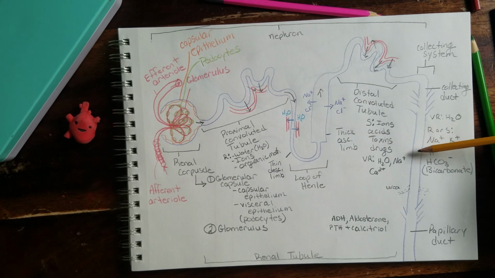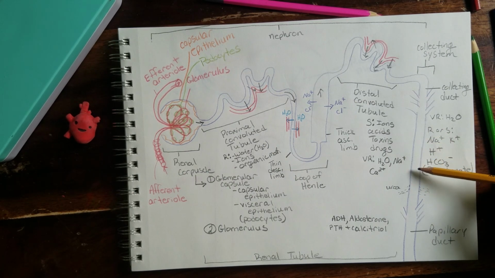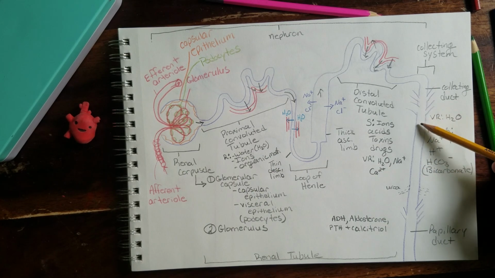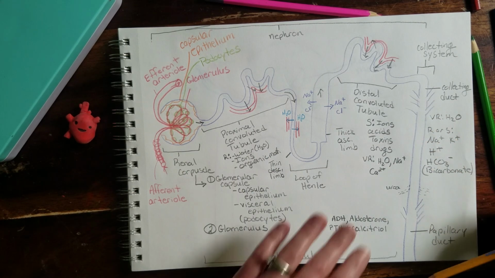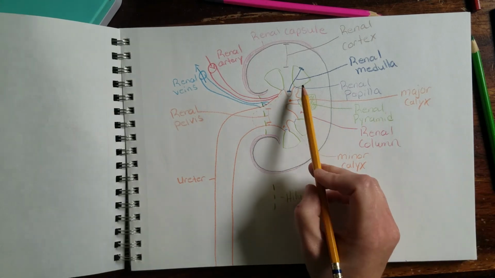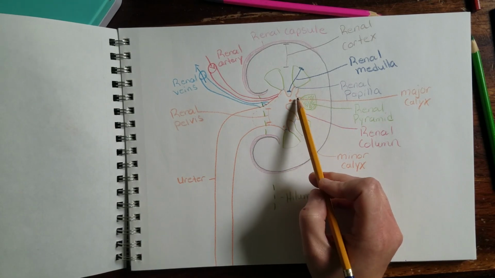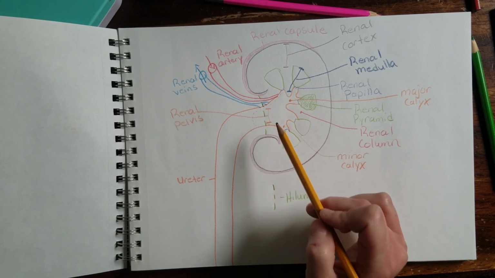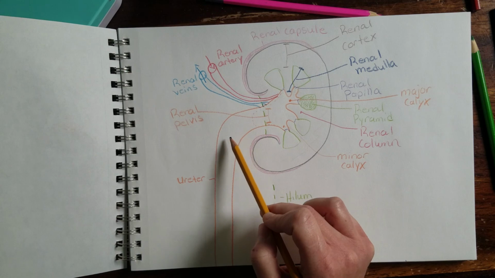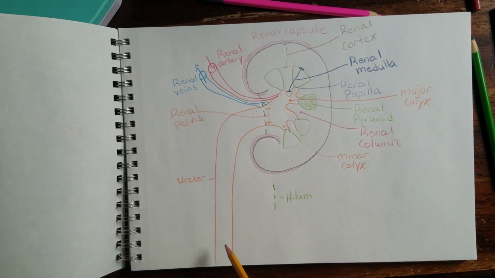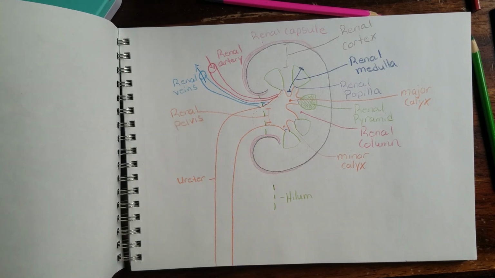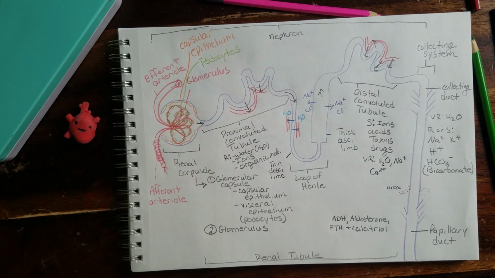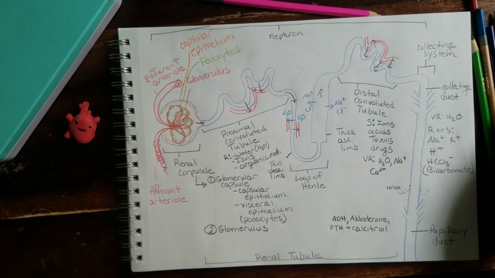The urine composition is now complete. It will travel through the collecting duct, through the papillary duct, out through the renal papilla into a minor calyx, from a minor calyx into a major calyx, from a major calyx into a renal pelvis, and then from the renal pelvis through the ureter into the bladder, and then out the urethra. So that is the anatomy of the kidney and the nephron. I hope it helps you with the urinary system.